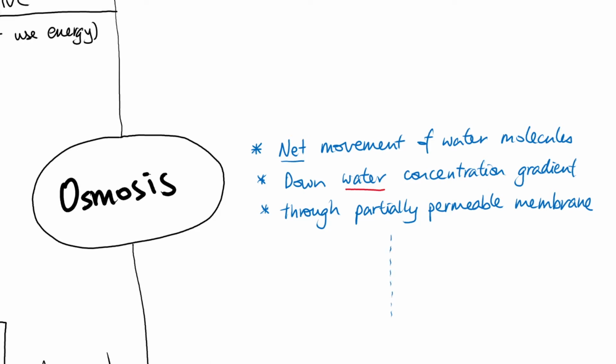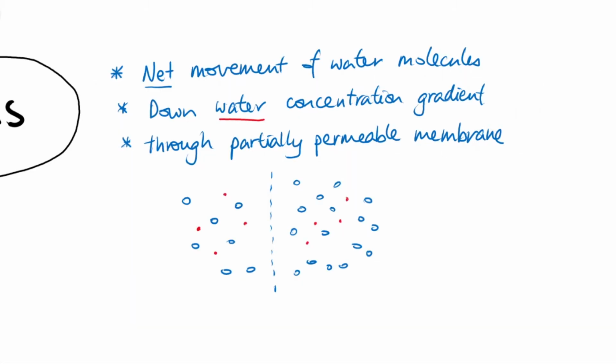Because if you just say the concentration gradient, it could mean the concentration of any solute that is in the solution. So if we look at this particular example, you can see that on both the left-hand side and right-hand side of the membrane, we've got 4 solute particles, let's say sugar particles or salt particles. But on the right-hand side, there's a lot more water molecules than the left-hand side. So in comparison, we can say that the right-hand side is what we call dilute. It's got a lot more water, whereas on the left-hand side, this is more concentrated.